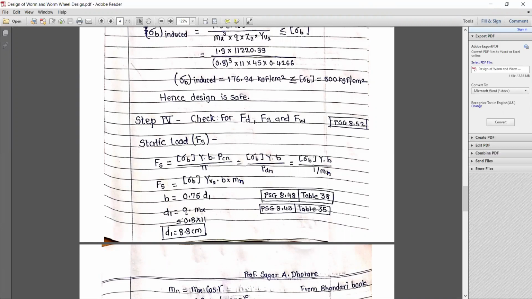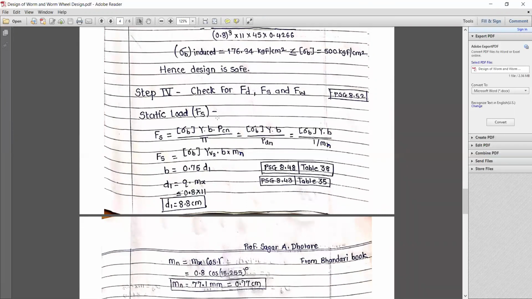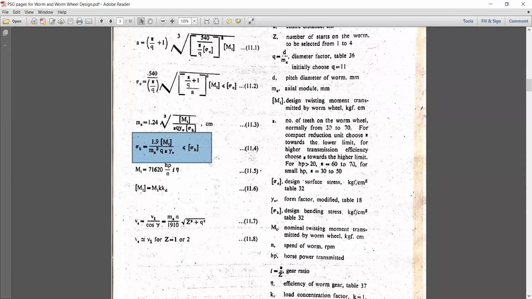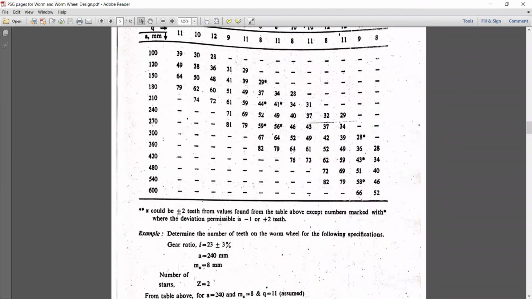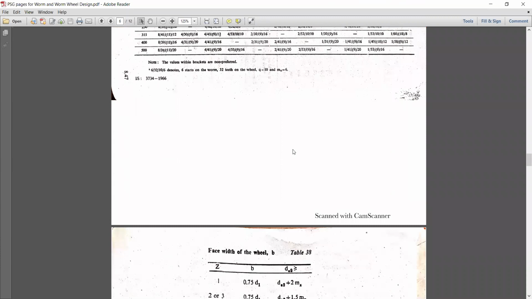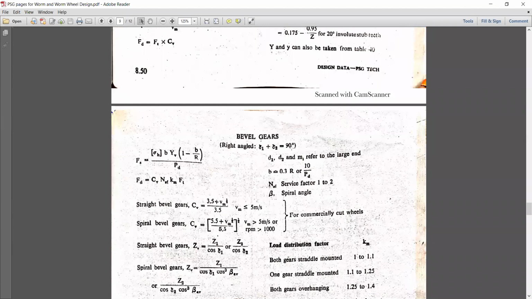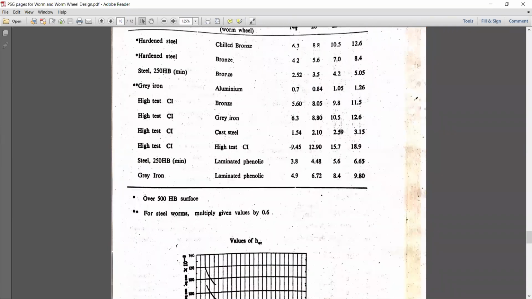Next step, we need to check the loading conditions. If the static load is greater than the dynamic load, the design is safe. If the wear load is greater than the dynamic load, our design is safe. So these two conditions we need to check. For that we have to refer to PSG page number 8.52. In this page they have provided the basic equations required for dynamic load and static load, but for the wear load, we have to learn that equation by heart. I will tell you.